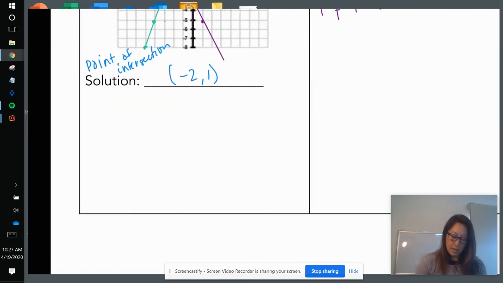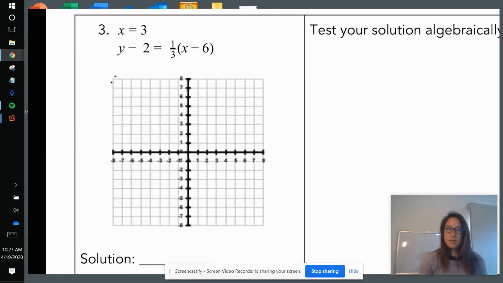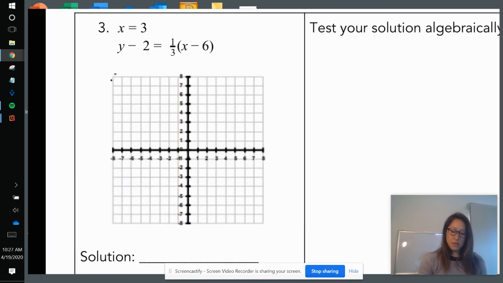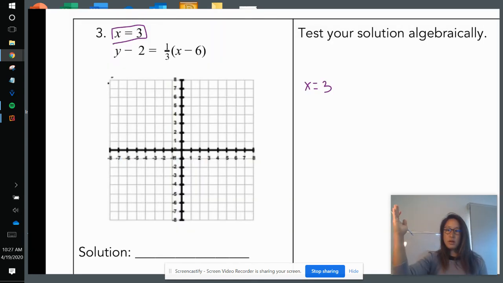Okay. Last one. We get some different types of equations here. They are both still linear, but we're going to graph them a little different. So x is equal to 3. I'm going to write it over here so I don't forget for later. Okay, so x equals lines, are they horizontal or are they vertical? They are vertical. So I'm going to go to x is equal to 3 and graph in my vertical line.